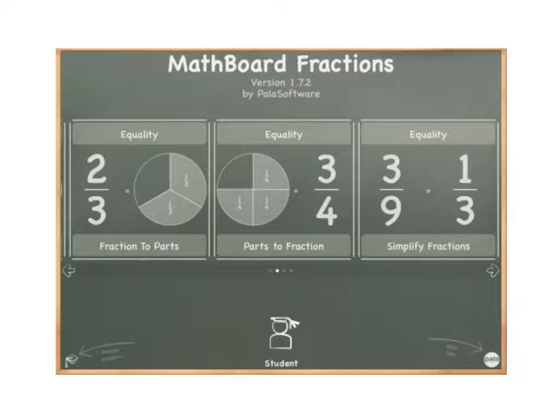Then I'd like for you to go to Math Board Fractions, take a look at the fractions to parts, parts to fractions, and today spend some time on simplifying fractions. If you need to, go to the Learn button and it will teach you some of the steps here.